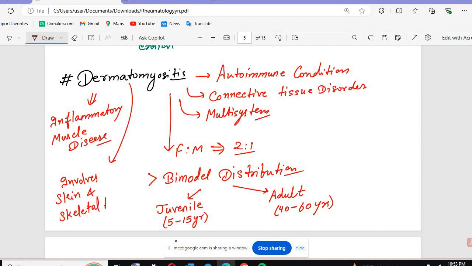In the skeletal muscles, it is the proximal muscles that are involved, so there will be proximal weakness, everything related to the proximal muscles, and that's why we call dermatomyositis a proximal myopathy. Myopathy means muscle pathology. So you will see proximal muscle weakness. Is this clear till now?